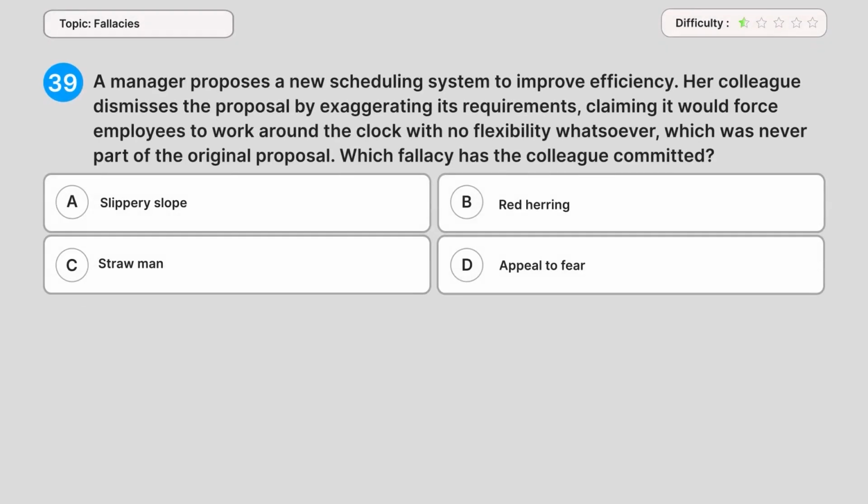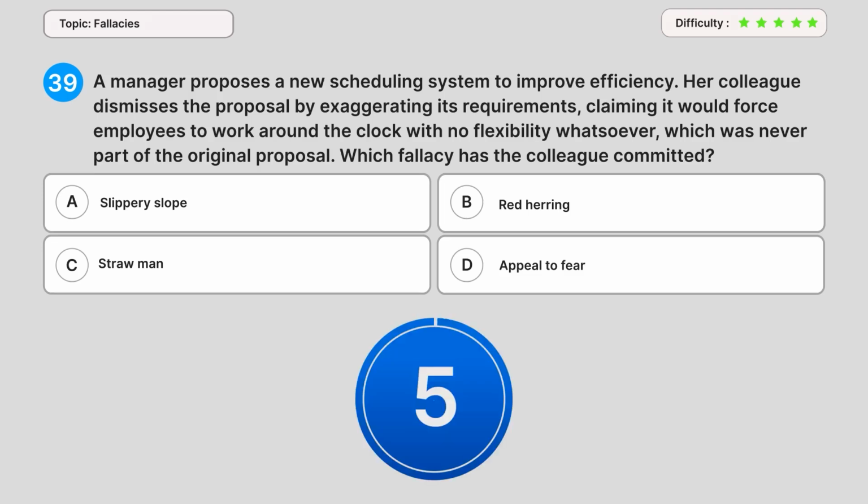39. A manager proposes a new scheduling system to improve efficiency. Her colleague dismisses the proposal by exaggerating its requirements, claiming it would force employees to work around the clock with no flexibility whatsoever, which was never part of the original proposal. Which fallacy has the colleague committed? A. Slippery slope. B. Red herring. C. Straw man. D. Appeal to fear. Do you know the answer?